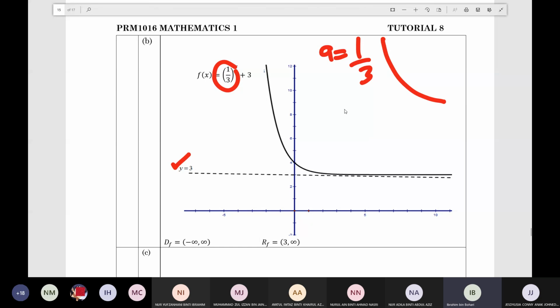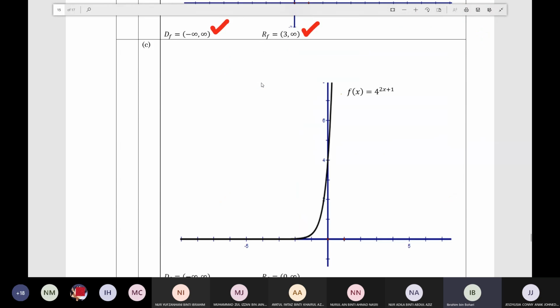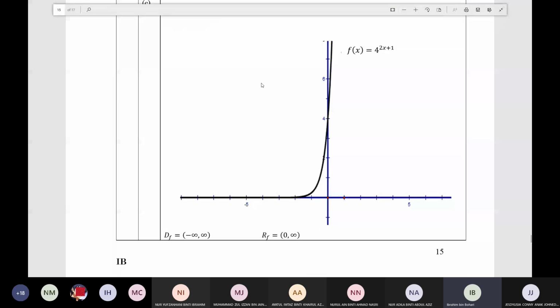Kalau greater than 1, shape dia akan jadi macam ni. Dia terbalik saja. Kalau exponential function, positive e to the x power macam ini. Negative, you all terbalikkan saja. Okay. And intercept here at the 4, horizontal 3. And you check the domain and the range of the function. Okay, mudah. Okay, question C sama.